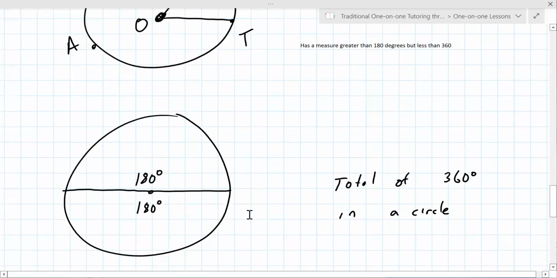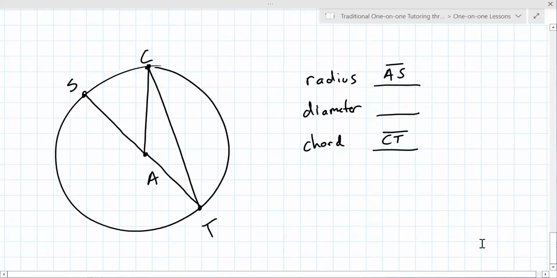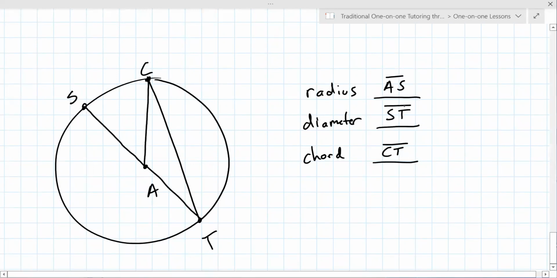Yes. Okay, I didn't draw this great, but I think more people than not would say there is a diameter here. Yeah, that diameter would be like SAT. It's only 2 letters though. You can only use 2 letters. S to T.